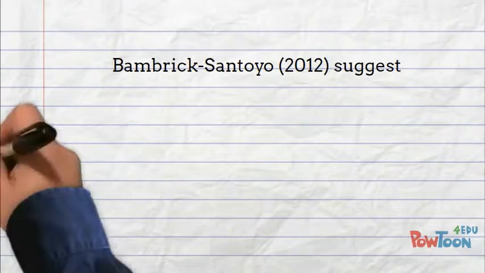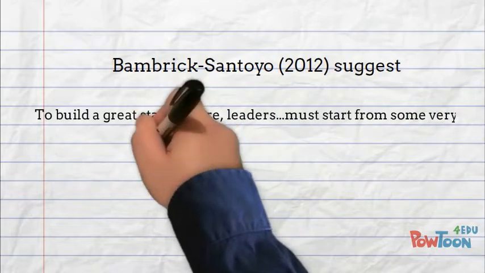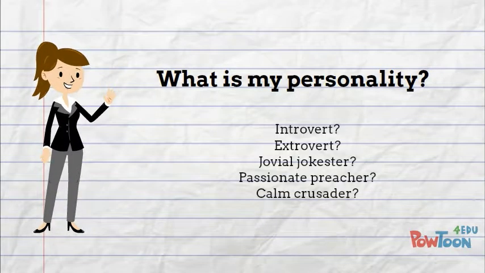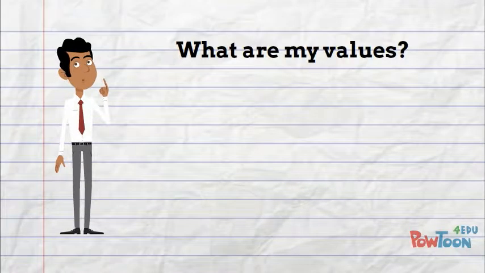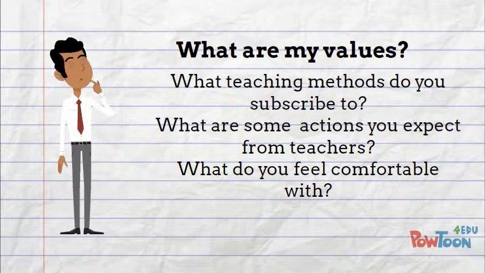Bambrick-Santoyo suggests that to build staff culture, you need to ask some fundamental questions. First, you should wonder, what is your leadership personality? Are you an introvert, an extrovert, a jokester, a passionate preacher, or a calm crusader? What are your values? What teaching methods do you believe in? What are some actions you expect from your teachers, and what are you comfortable with?